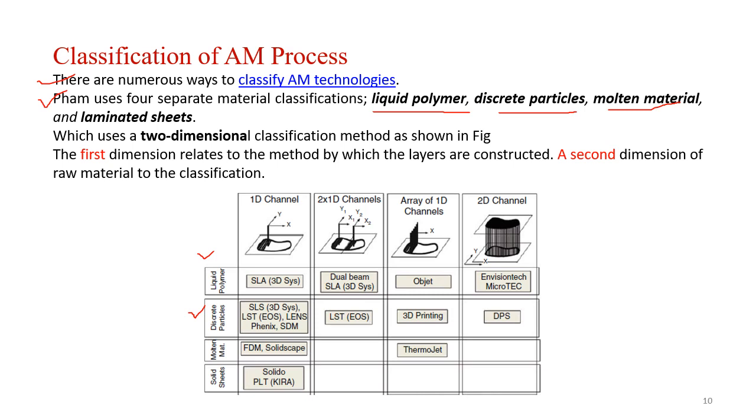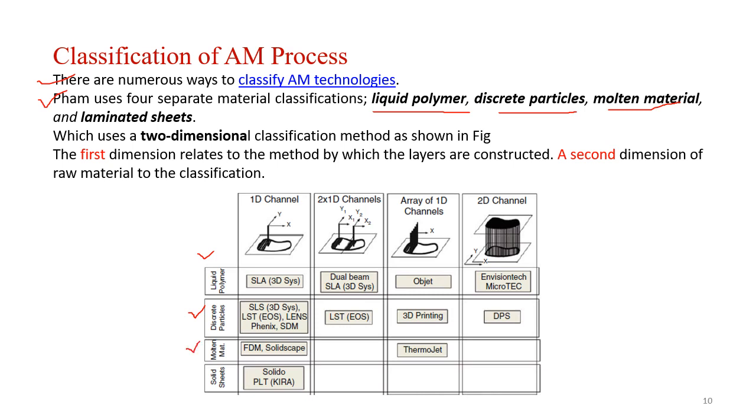Then 3D printing companies use an array of 1-dimensional channels where the powder particles are getting exposed to an array of beams. So these beams solidify the powder particles. Then DPS uses the 2D channel and prepares the product which is getting exposed. So in one go we get a material which is solid like this.